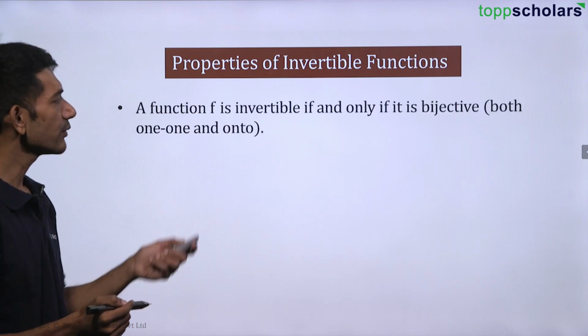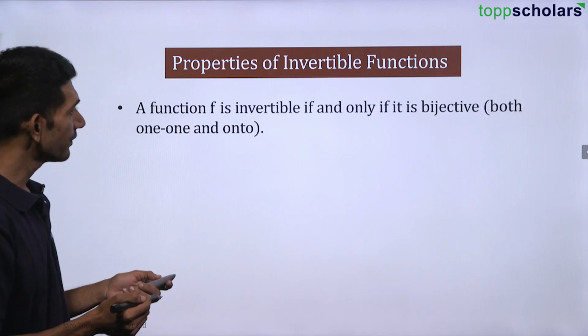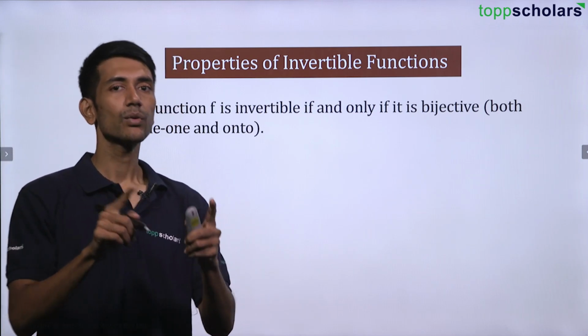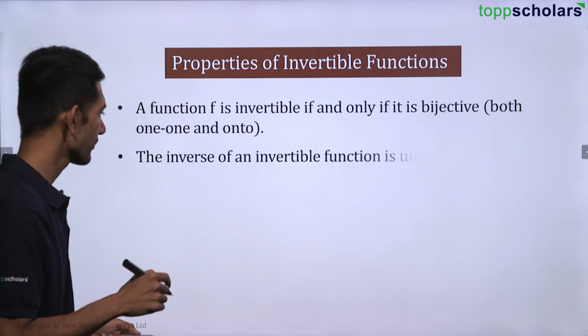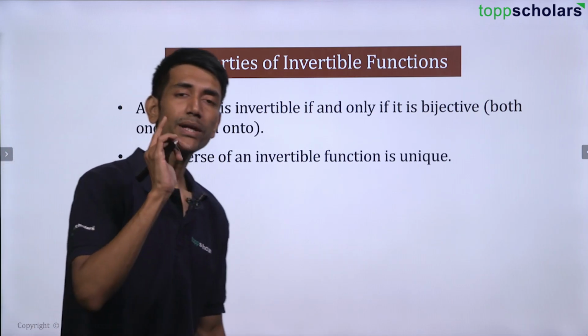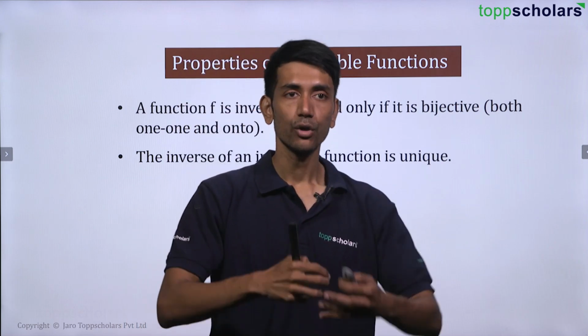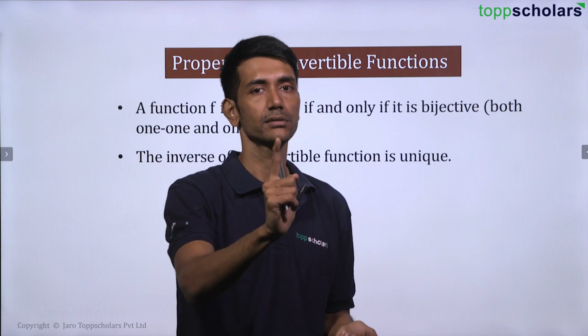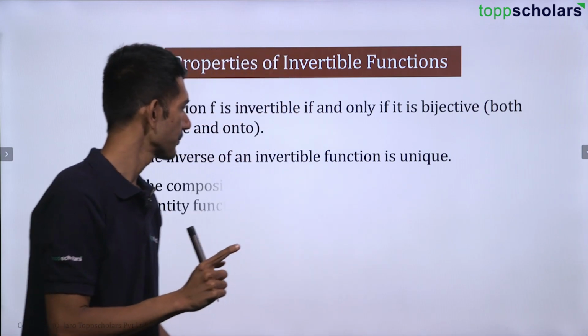So let us have a look at some properties of invertible functions. Function f is invertible if and only if it is bijective. So if a function is bijective, then only it is invertible. Please make a note of this. The inverse of an invertible function is unique. Whenever you take the inverse, that inverse is unique. You are not going to have different answers, different values.